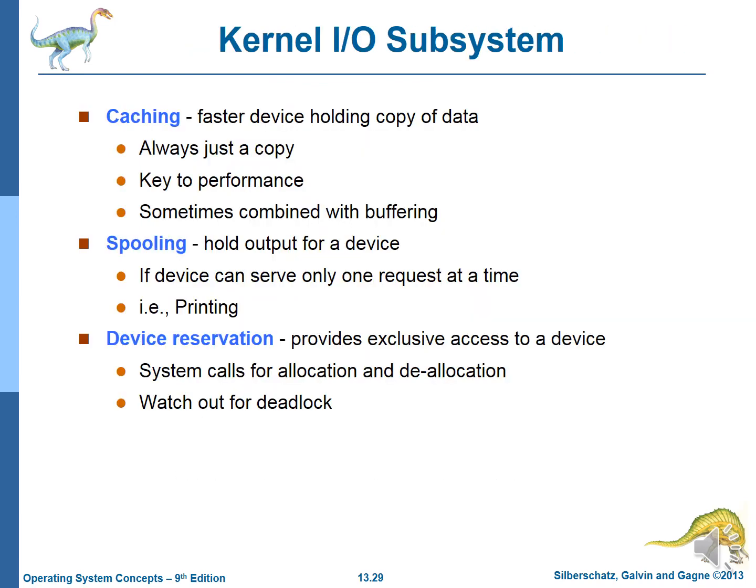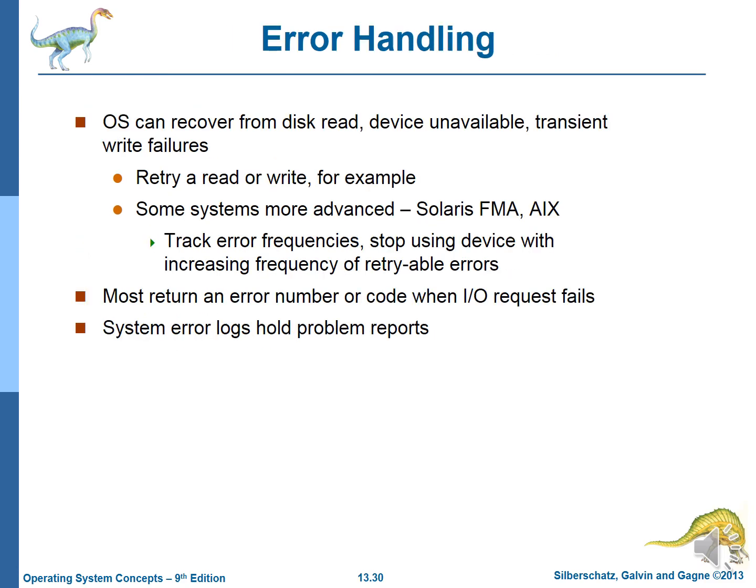The kernel IO system has three services: caching, spooling and device reservation. Caching: a faster device holding a copy of data, always just a copy, sometimes combined with buffering. Spooling: simultaneous peripheral operations online. Devices can serve only one request at a time. Device reservation provides exclusive access to a device. The system calls for allocation and deallocation. Watch out for deadlock. Error handling: when an error occurs, how it is going to return.